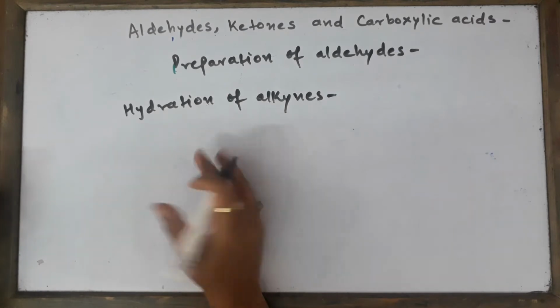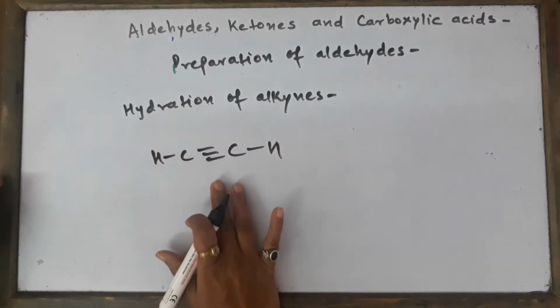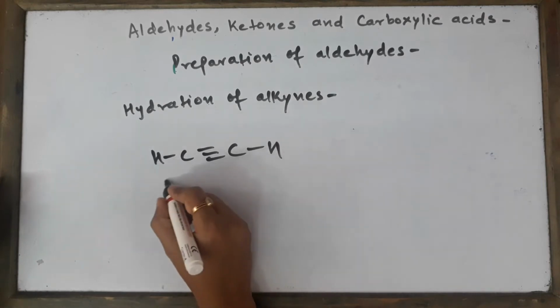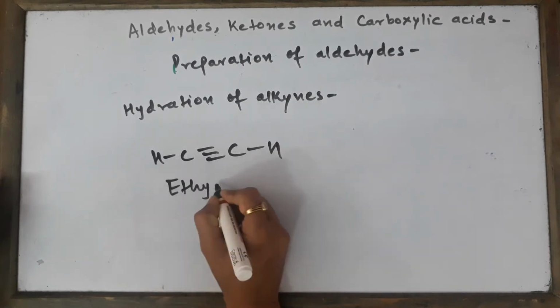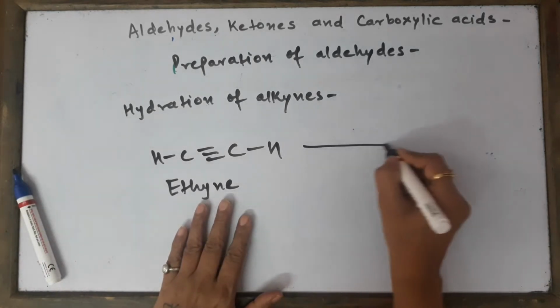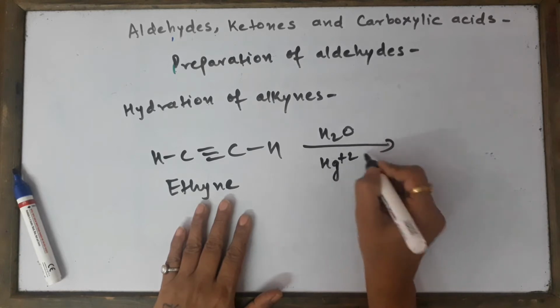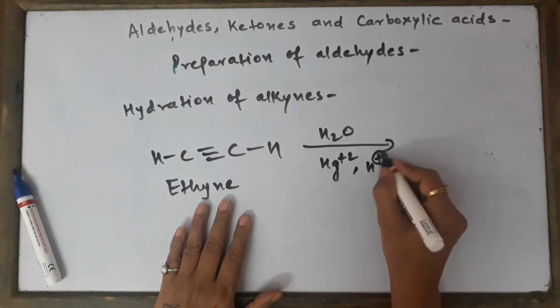Let's do hydration of alkynes now. First, the simplest one. The simplest alkyne is acetylene, called ethyne, its IUPAC name. You're going to add water. Pay attention. We are going to add water using mercuric sulfate as the catalyst in the presence of concentrated H2SO4.